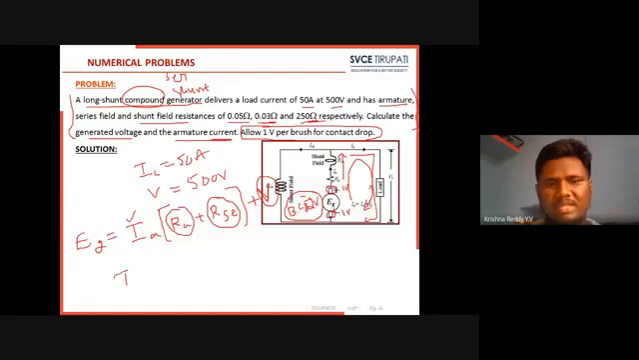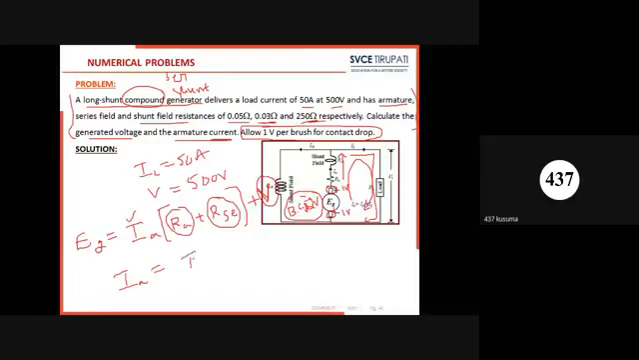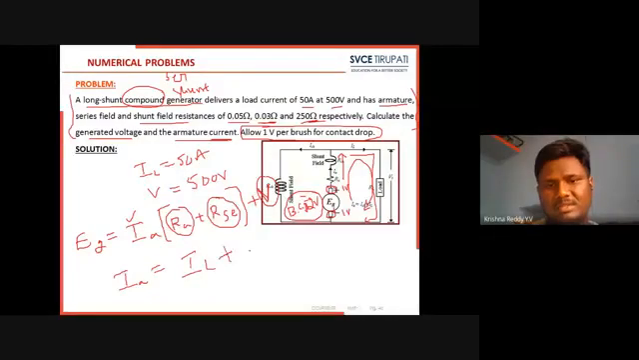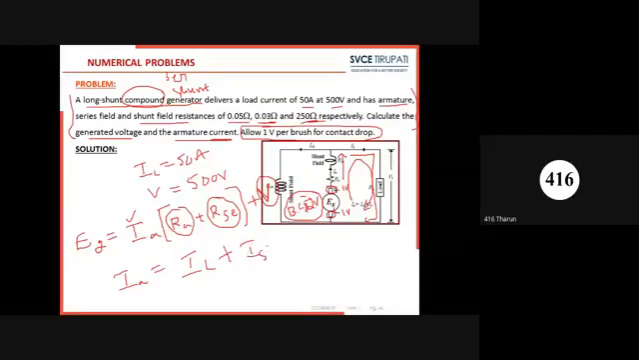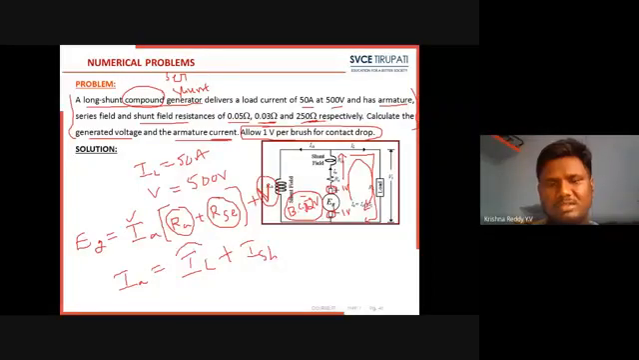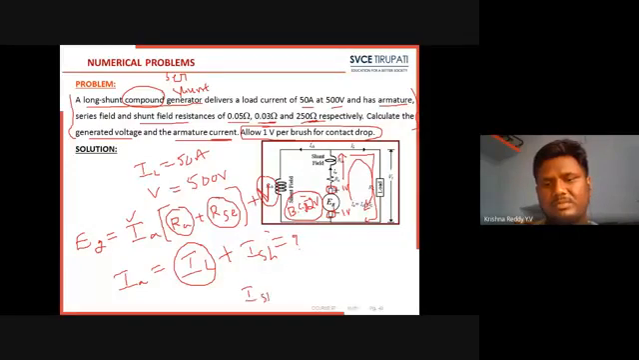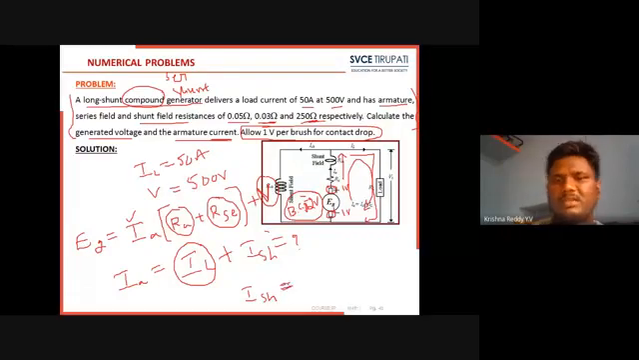Now by applying KCL, what is the armature current equation? IA is equal to ISS plus IL plus ISL. Here in this equation we know the value of IL, but we don't know the value of ISS. How can we calculate the ISS value, the shunt field winding current? How can we calculate the shunt field winding current?